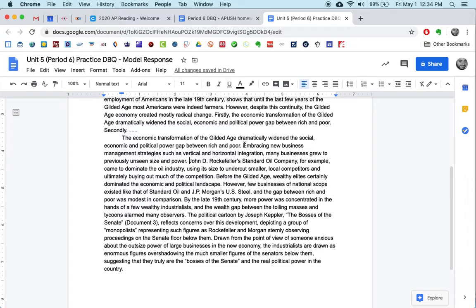So let's see how I do it. Embracing new business management. So anyway, the claim that I'm talking about is the economic transformation of the Gilded Age dramatically widened the social, economic, and political power gap between rich and poor. Evidence: embracing new business management strategies, such as vertical and horizontal integration, many businesses grew to previously unseen size and power. John D. Rockefeller's Standard Oil Company, for example, came to dominate the oil industry, using its size to undercut smaller local competitors and ultimately buying out much of the competition.